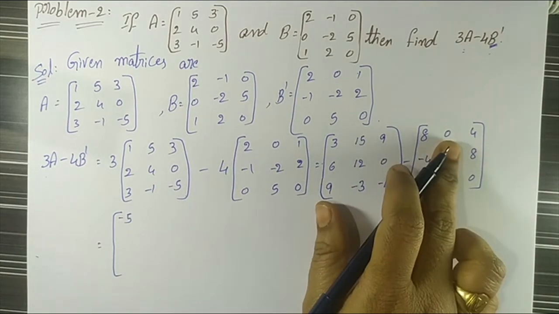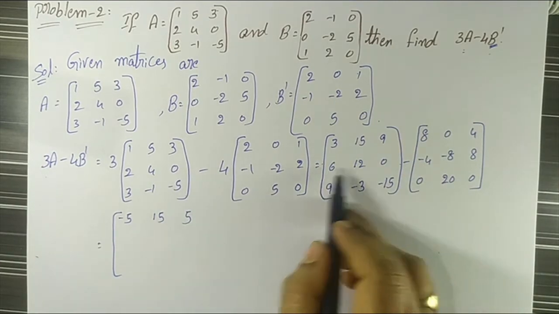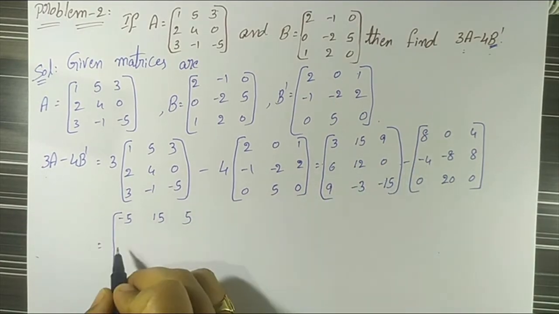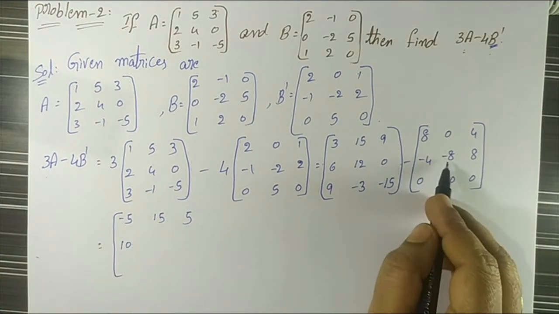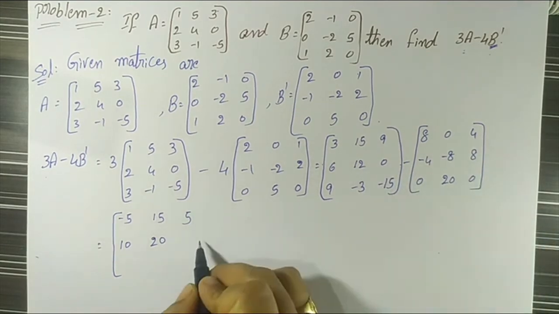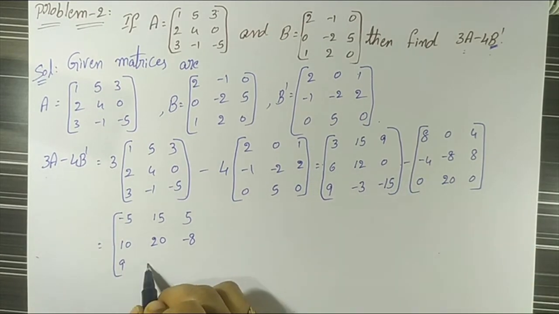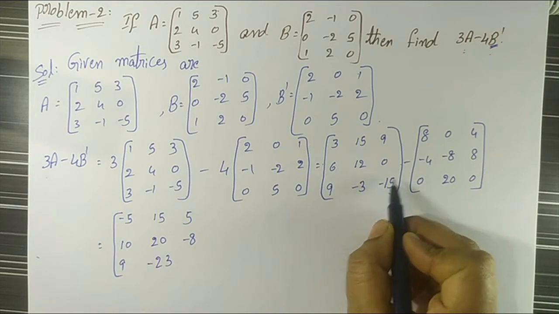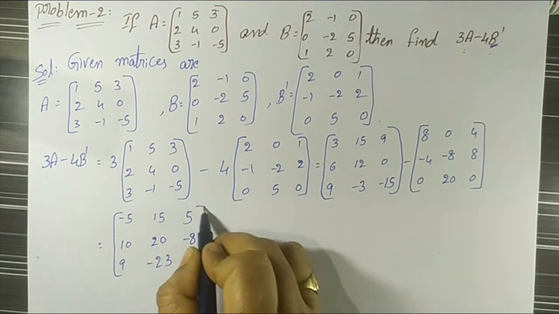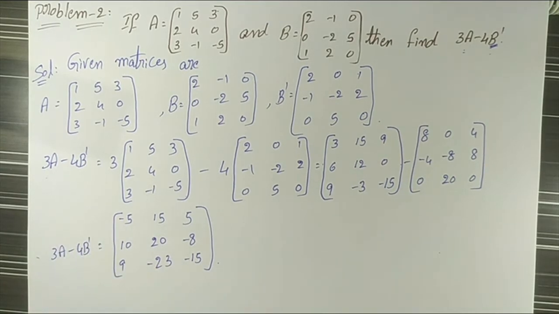15 minus 0, 15. 9 minus 4, 5. 6 minus of minus 4, that means 6 plus 4, 10. 12 minus of minus 8, that means 12 plus 8, 20. 0 minus 8, minus 8. 9 minus 0, 9. Minus 3 minus 20, minus 23. Minus 15 minus 0, minus 15. This is the 3A minus 4B dash value. This is the solution of the second problem.